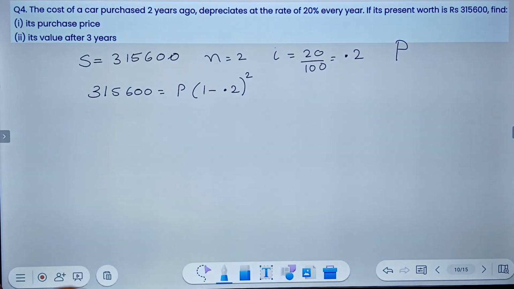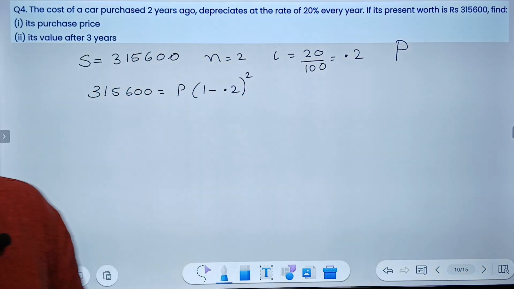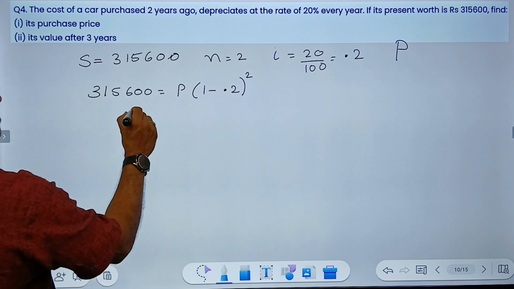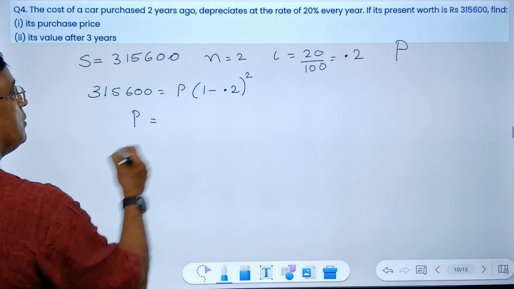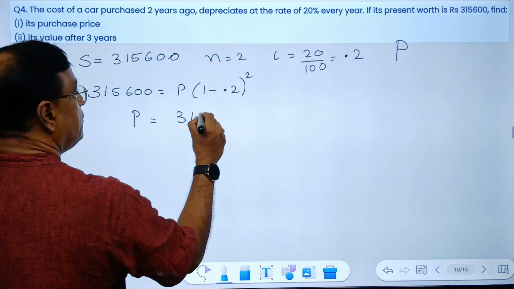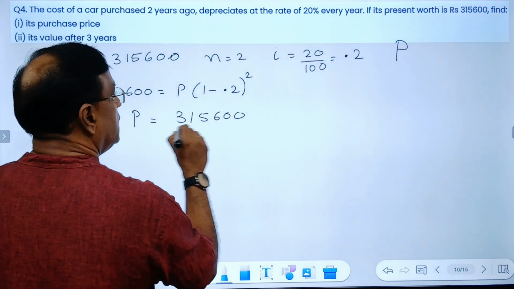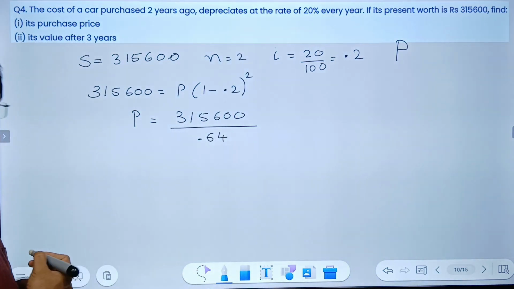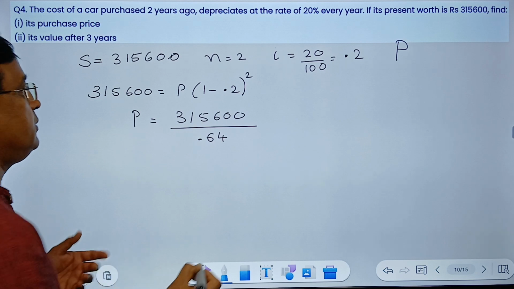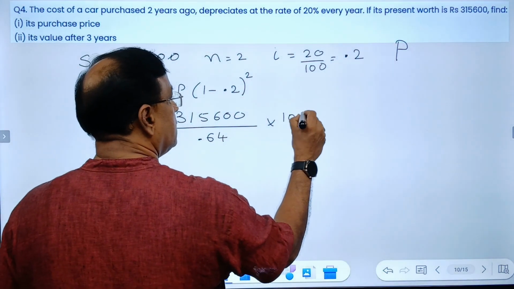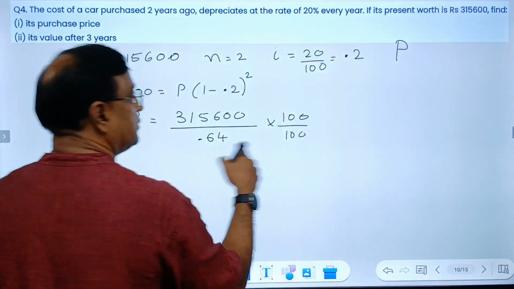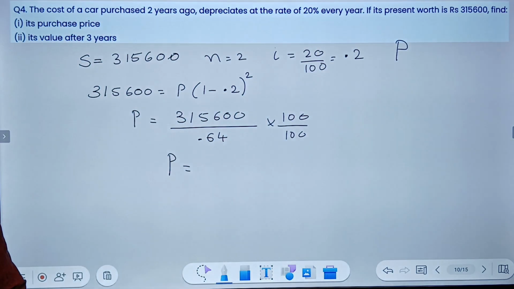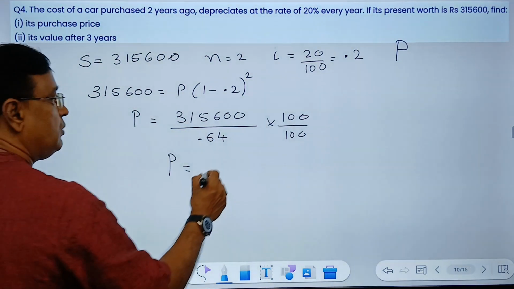The rate of interest is 0.2. So what will this be? This is nothing but P equal to 3,15,600 divided by 0.8 whole square, which is 0.64. Now when you divide this, you can multiply and divide by 100 so that it becomes 64. It's not very complicated. You get 493125.